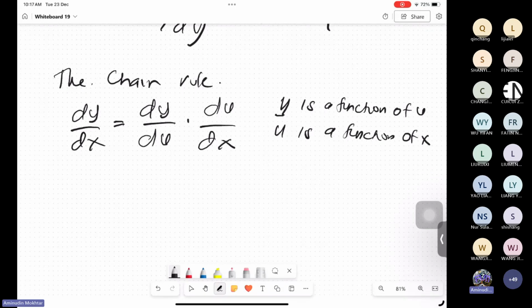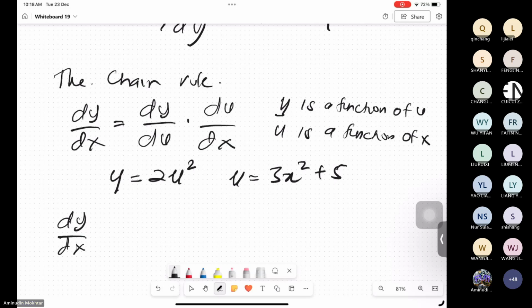For example, let's say I have these functions. The first function is y equal to 2u squared. The second function is u equal to 3x squared plus 5. The question is to find dy/dx.